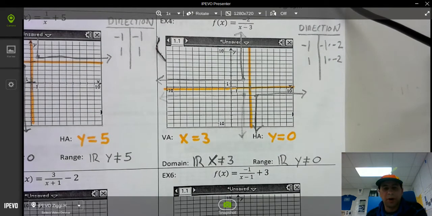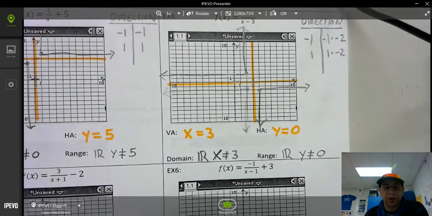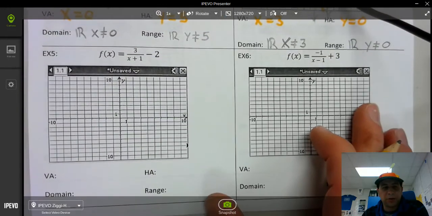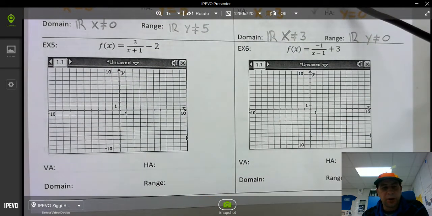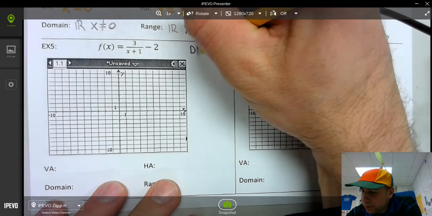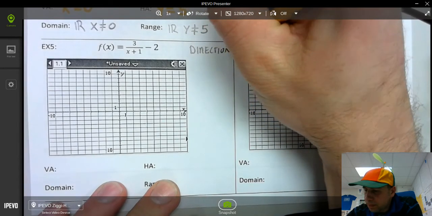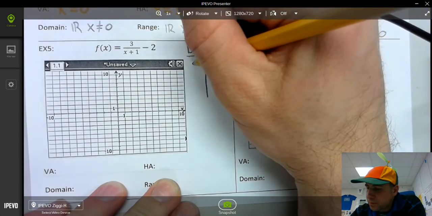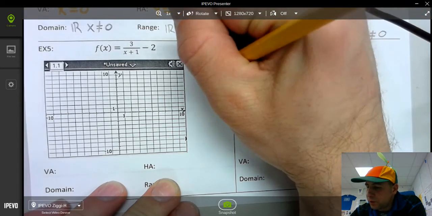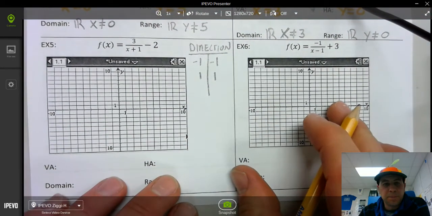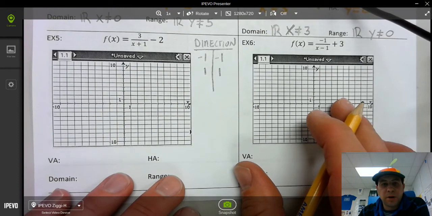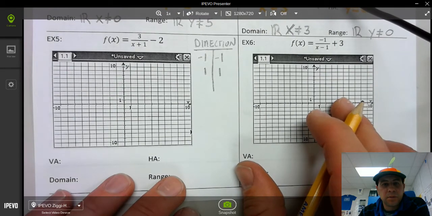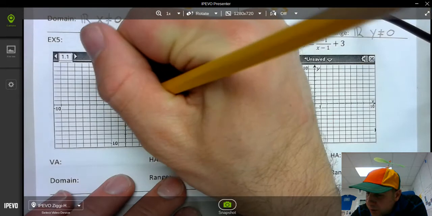All right, so let's move on. Again, right now, all you should be doing is just checking your work. I'm assuming you've done example 5 and 6, so you're just following along and making sure that your work is correct. All right, so we know we're going to be graphing by direction. So -1, -1, 1, 1. All right, so we move the asymptotes.